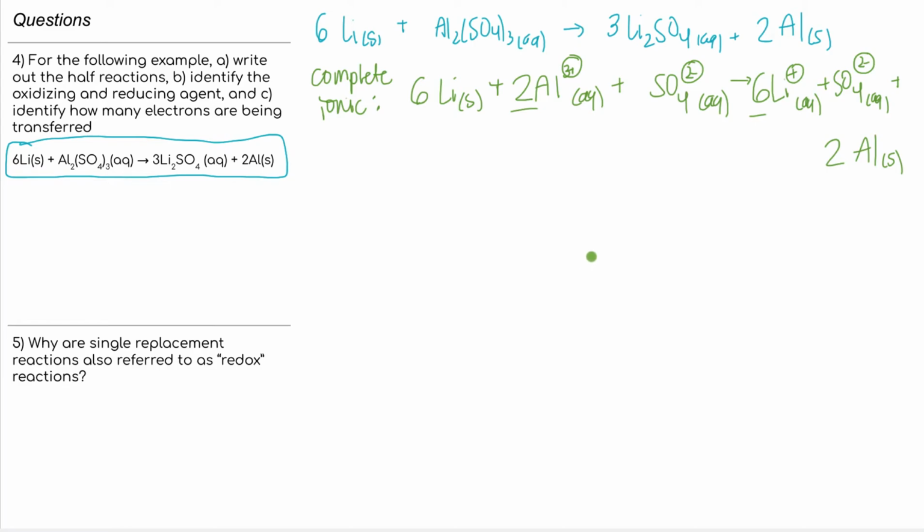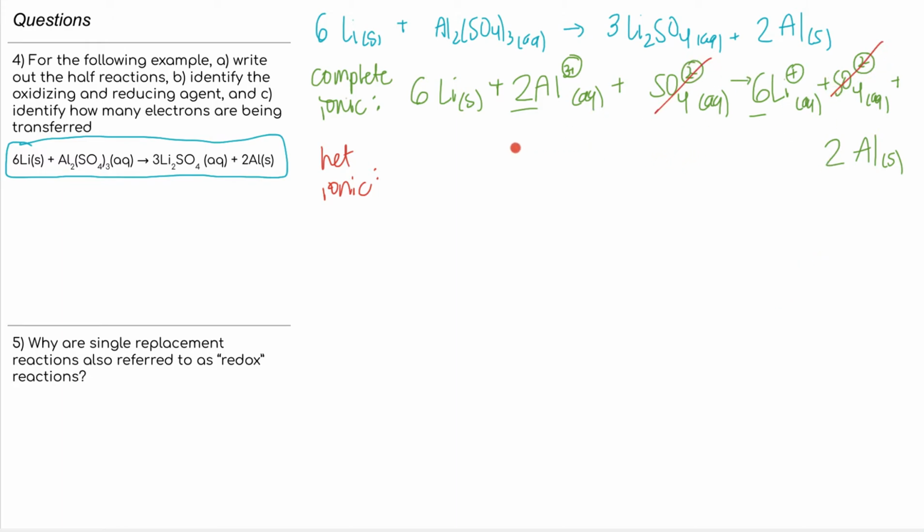And now that we have the complete ionic, I want us to now turn that into a net ionic equation by canceling out any spectator ions. So by definition, spectators are the ions that exist in both the reactants and the products, on the left and the right side of the arrow. So the one spectator ion is the SO4 2-.